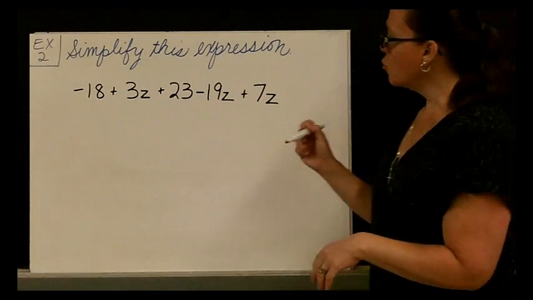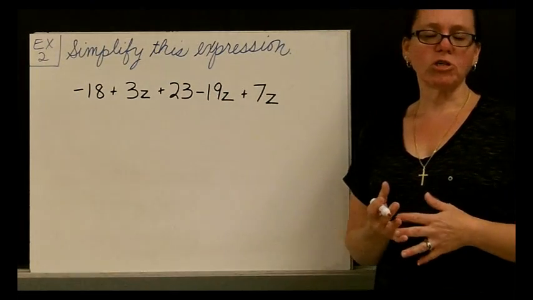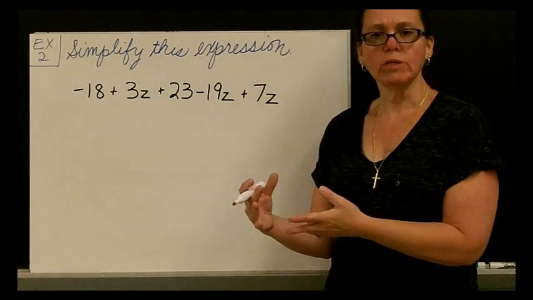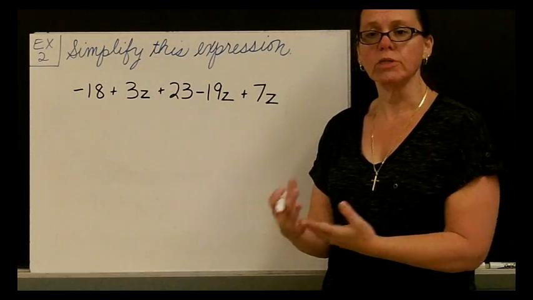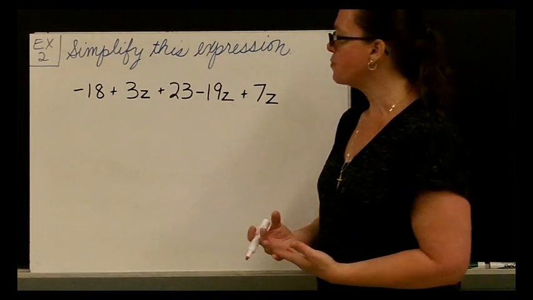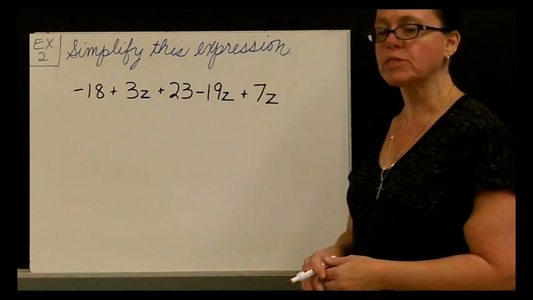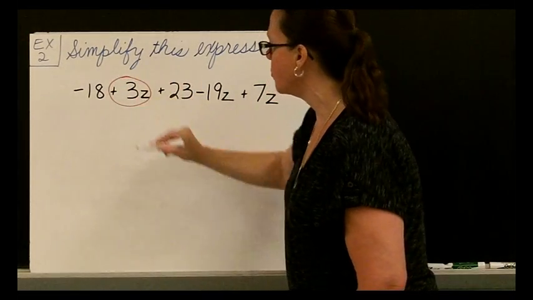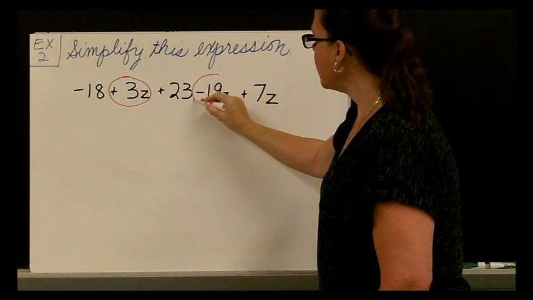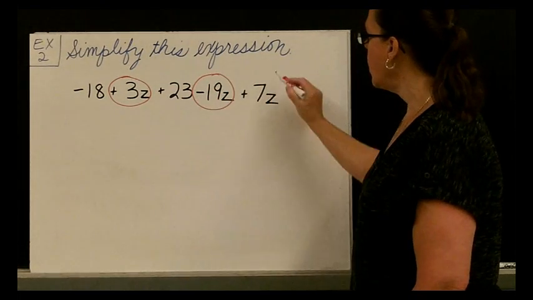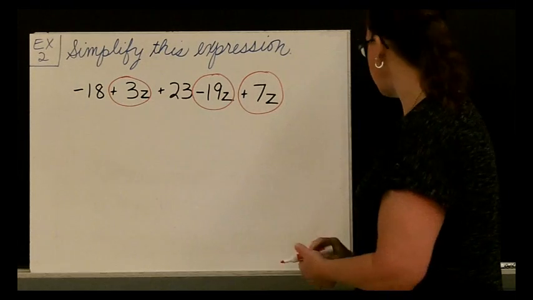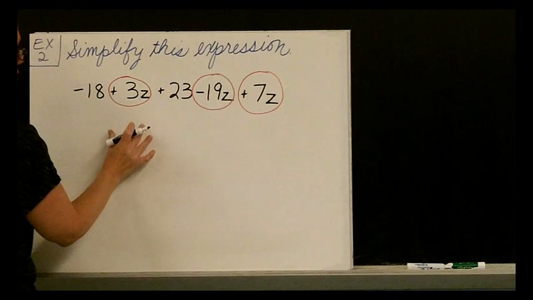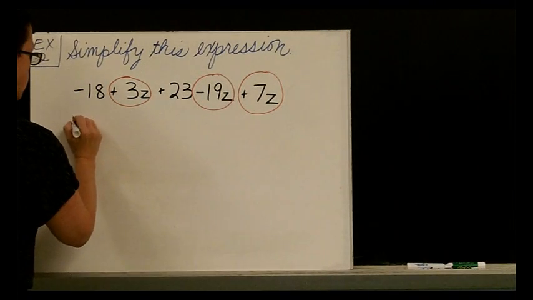And the rule for writing an expression in pre-algebra, in case you forgot, is that the term or the terms that have variables have to come first and the constants are last. Let's identify our terms that have the variables. We have a positive 3z, we have a negative 19z, and we have a positive 7z. So I am going to put those in the next line of our work, grouped together.